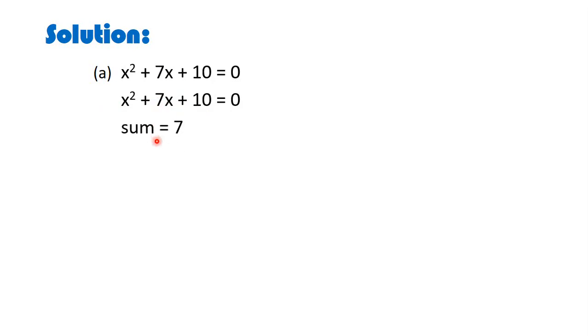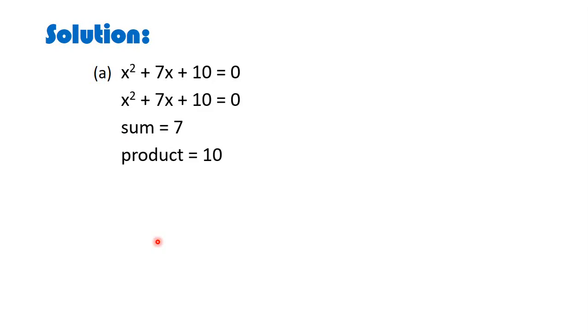And then the product is the coefficient of x squared and the coefficient of x naught. That is the a times the c gives you the product. So the a here is 1, the c is 10, which gives us 1 times 10, and that is 10. So here we have the sum and the product. We are going to look for two numbers whose sum is 7 and the product is 10.